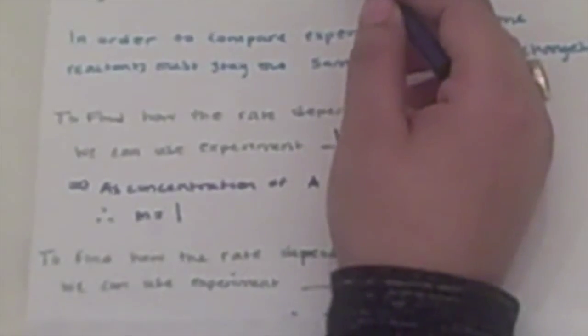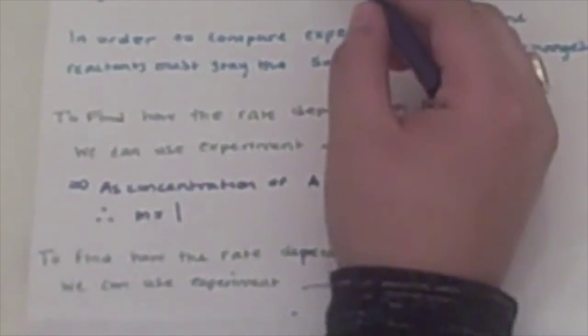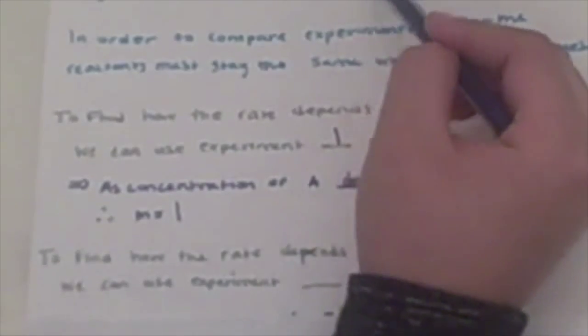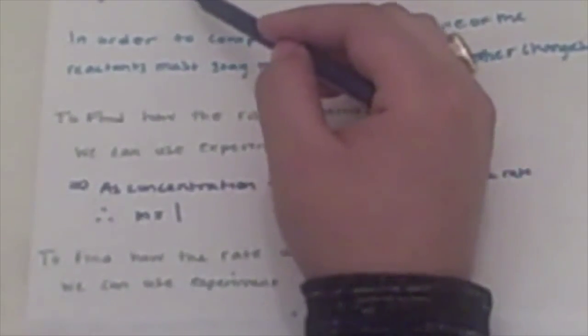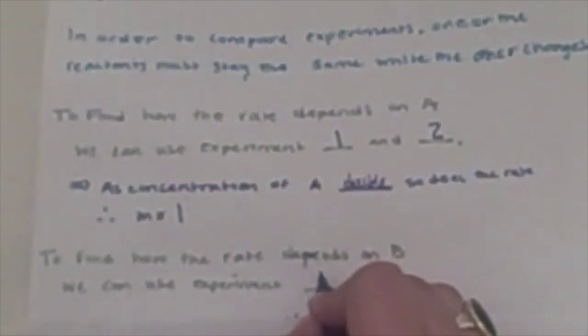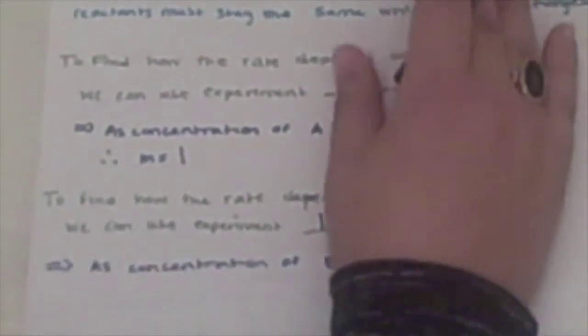So let's look. Where does B change? It looks like it changes going from 1 to 3, and A stays the same at 1 and 3. So we can say that experiment 1 and 3, we can compare there and determine what the exponent is. So we can see that B doubles, and the rate goes from 0.005 to 0.02. So this is like multiplying this rate by 4 in order to get to experiment 3.